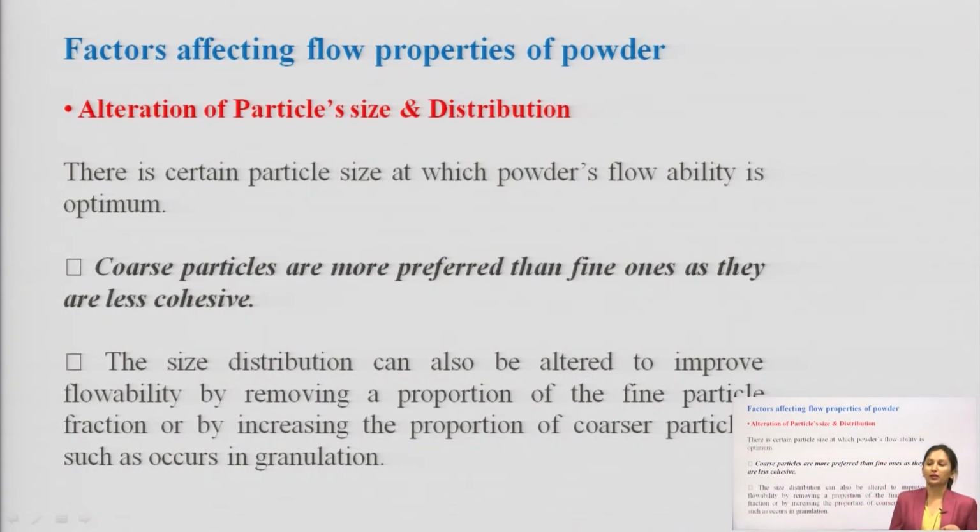Factors affecting flow properties of powder. First factor, what is that factor? Alteration of particle size and particle size distribution. As we know, if the particle is very big, the flow property will not be good. If the particle is very tiny, very small, then ultimately the flow property will not be good. And if the particle has the optimum size, then in that case the particle will have a good or even excellent flow property.